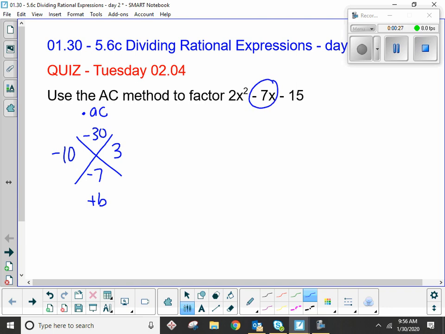That's right. You rewrite the negative 7x. And then you bring down the first and the last term.